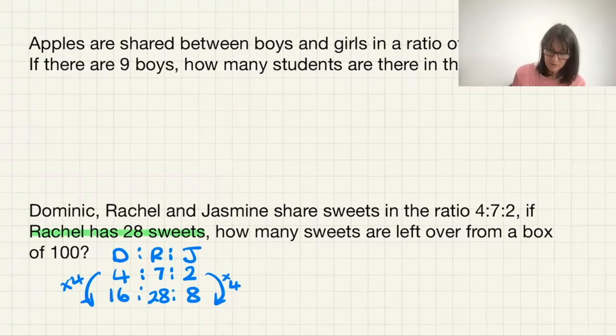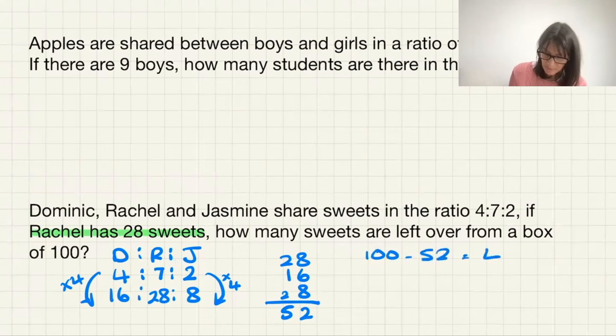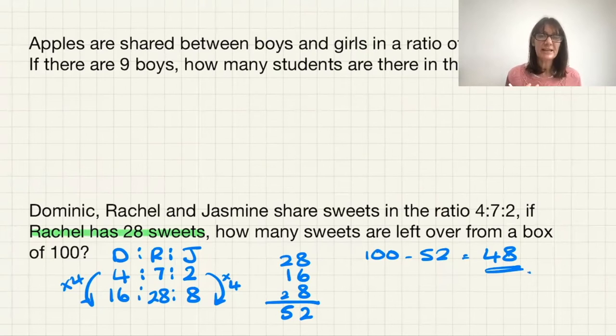So we need to know that total. So I've got 28 plus 16 plus 8. So 8 and 8 is 16. Add another 6, 22, and we've got 52. Okay. 100 minus 52 is 48. And that is how many sweets are left over. So if you got that right, well done. So that's when you read that question carefully, you realize that everything fits within its column and we just work through with what we've got.